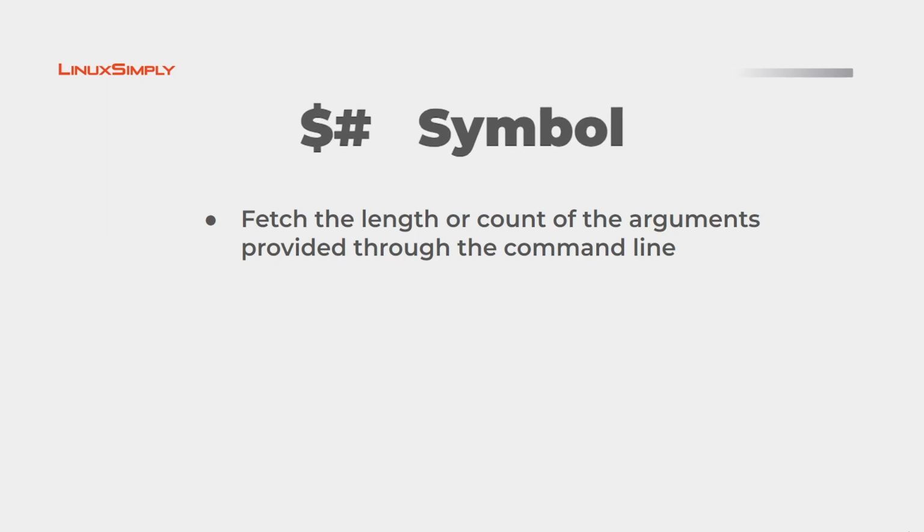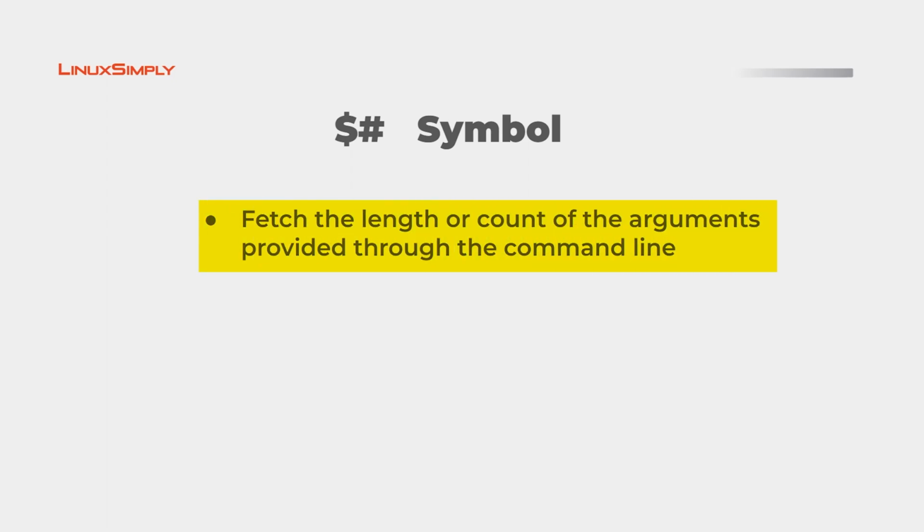Next comes the $ sign and hashtag symbol. As the hashtag symbol is reserved for a commented line, a new symbol, merging the $ sign with hashtag, is used to get the length or the count of the items or arguments provided by the user through the command line. This symbol is commonly used to fetch the count of items that the user passes as arguments through the command line. It is very useful in scripts where you need to store the count of items that the user provides.